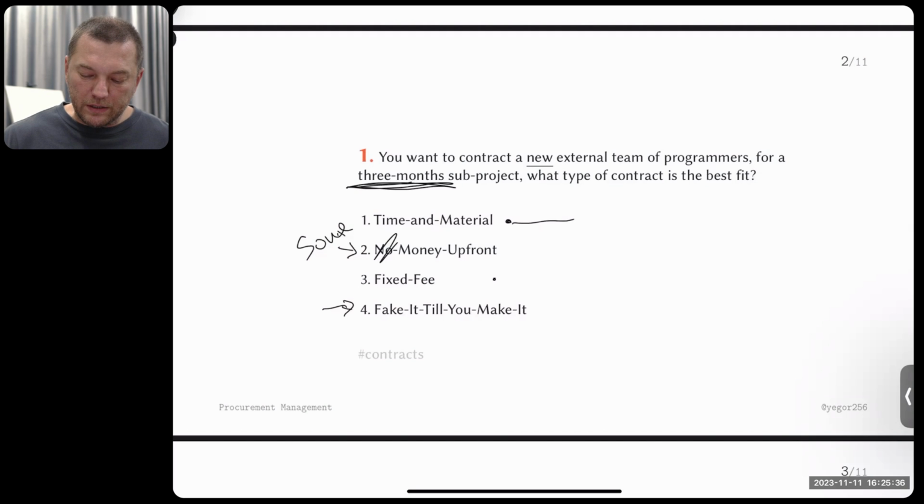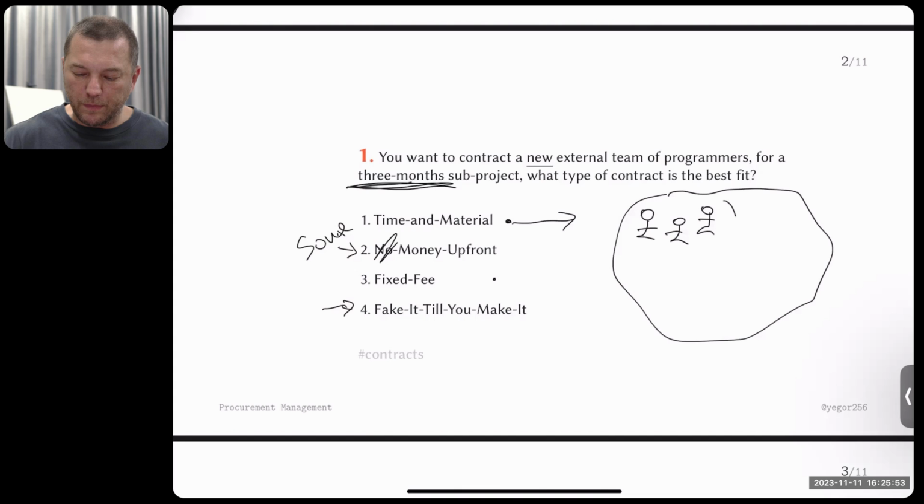Time and material means that I contract a company, and in this company there will be people who will be writing software. Let's say I contract a company with 3 programmers. The company is larger, of course. They have way more programmers, but they allocate me a group of programmers. And these three guys, they work for me. They do what I tell them to do.